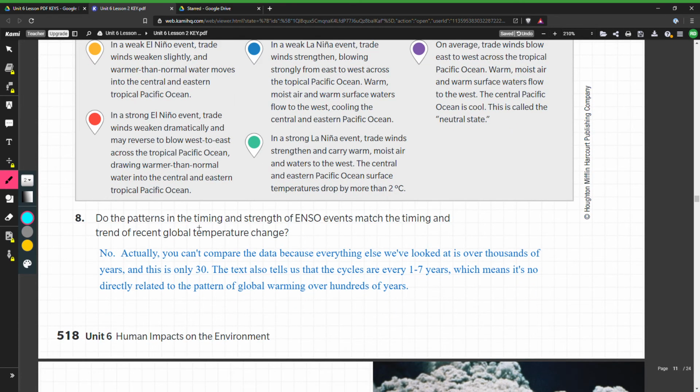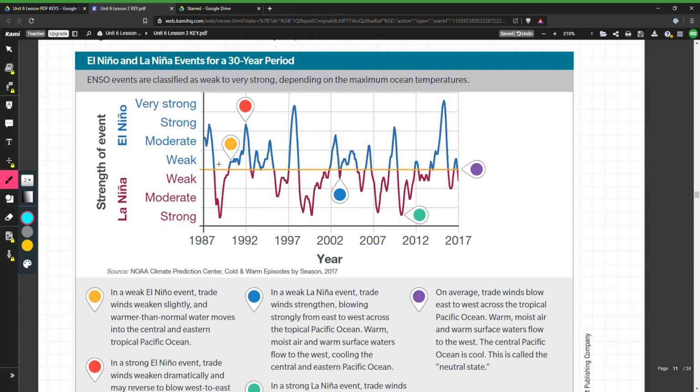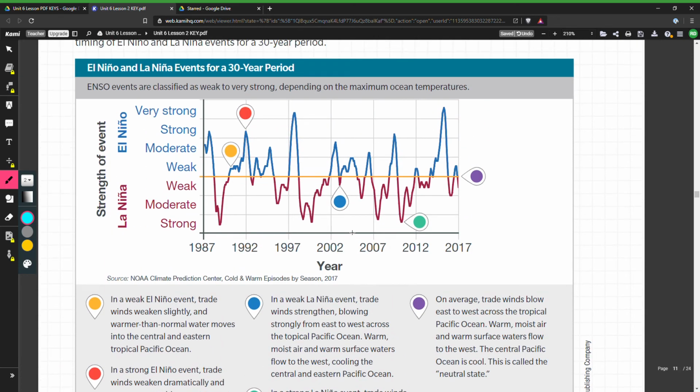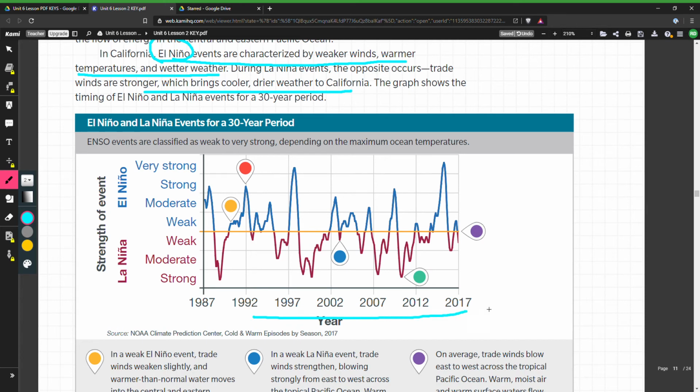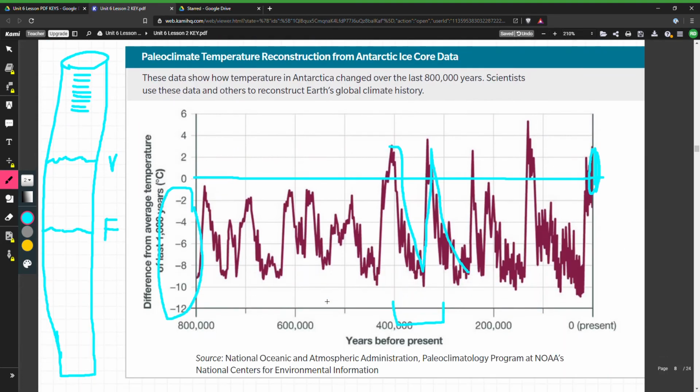So do the patterns and the timing and the strength of the ENSO events match? The ENSO events are right up here, and this is measuring the El Ninos and the La Ninas. And it says, do those match the timing of a recent global temperature change? I said no. Actually, that's a very bad thing to compare in the first place, because this starts at 1987, over the course of my lifetime. So this is only 33 years.